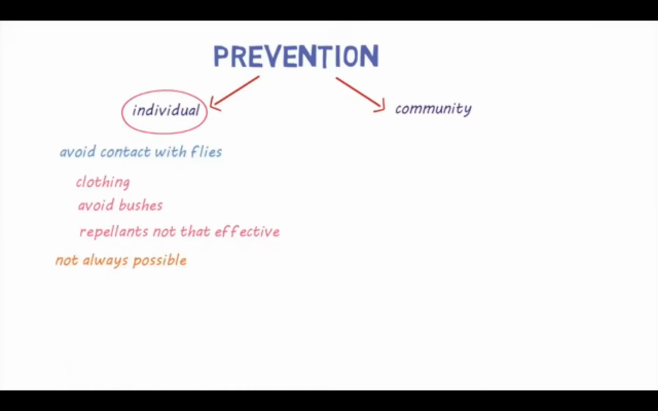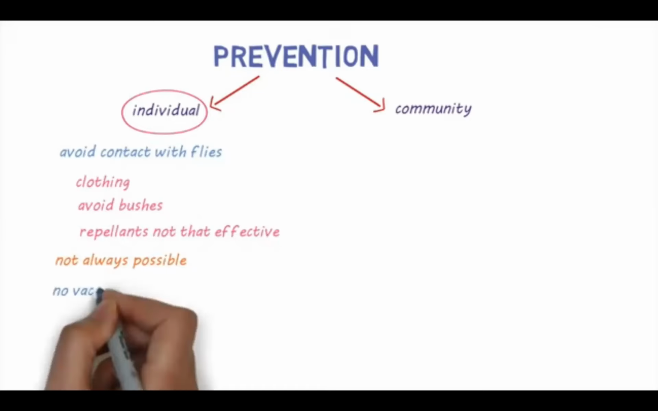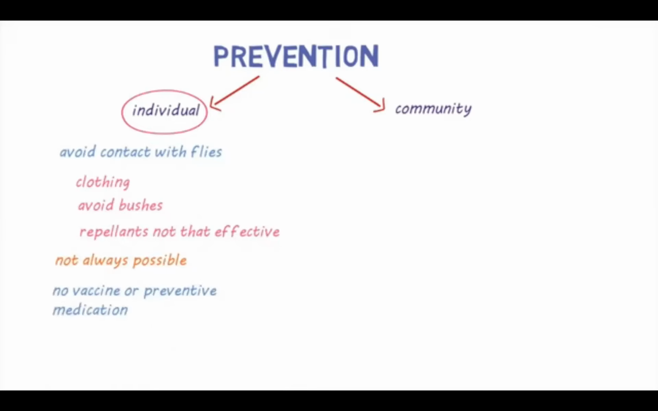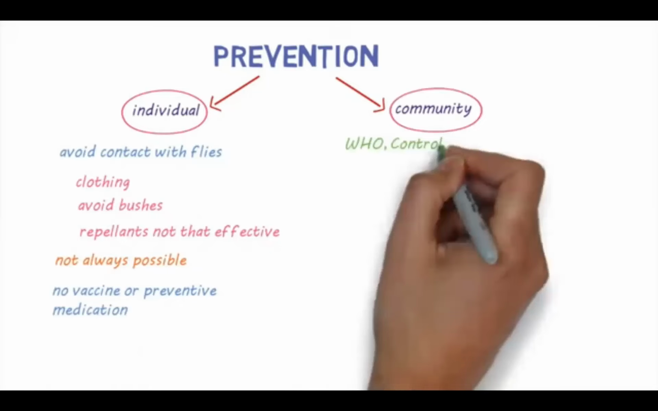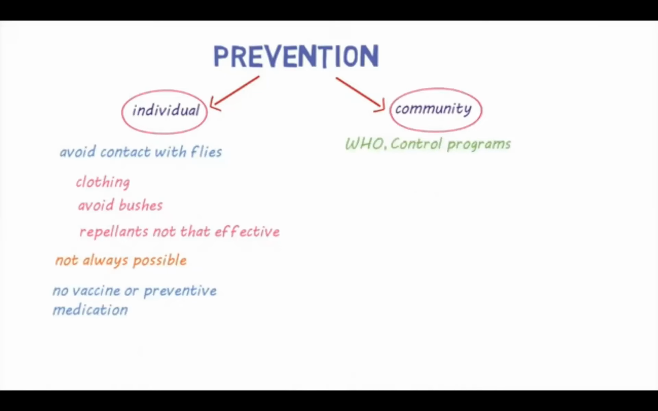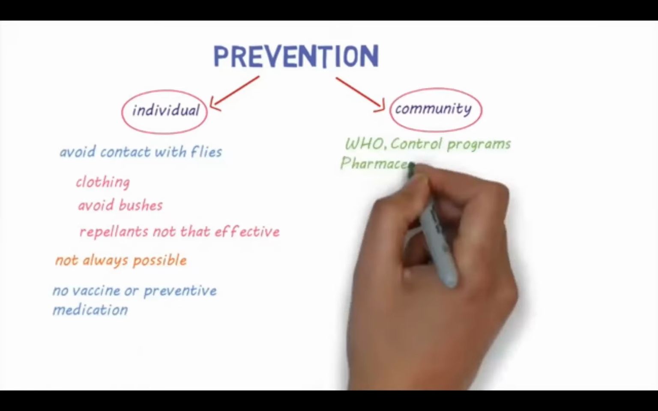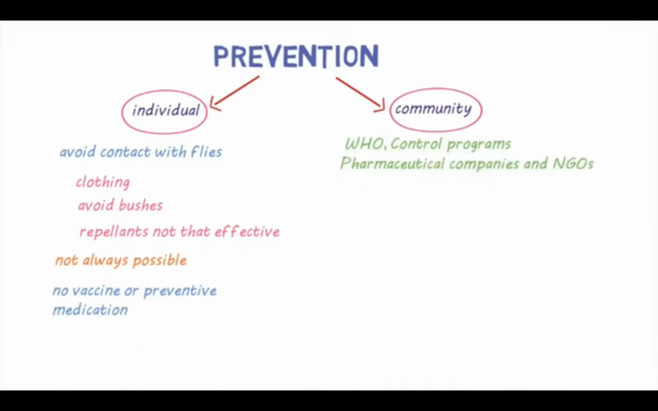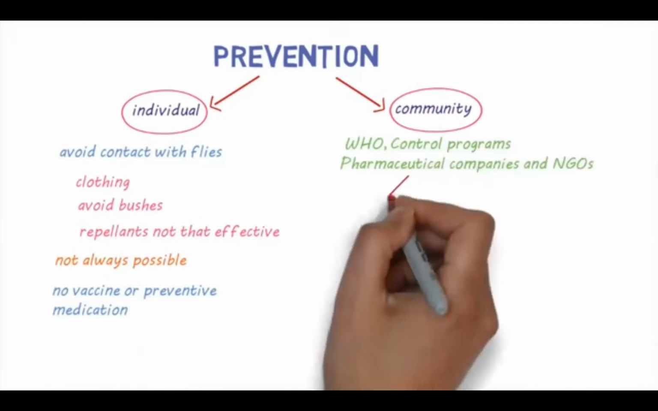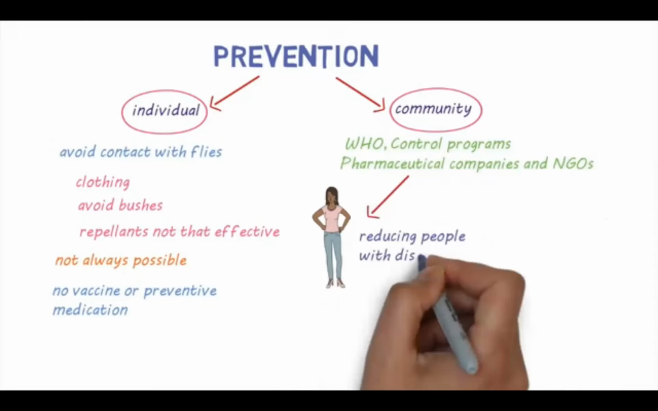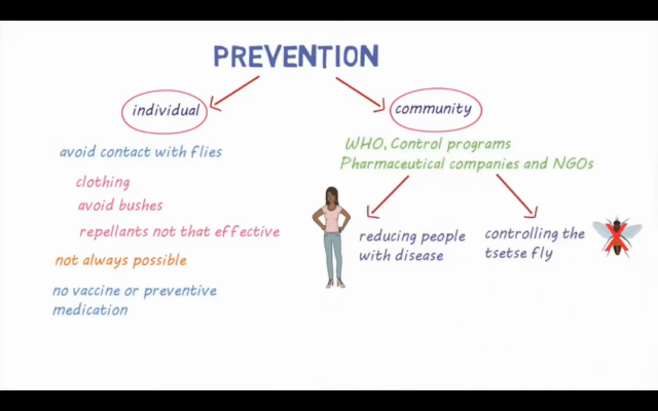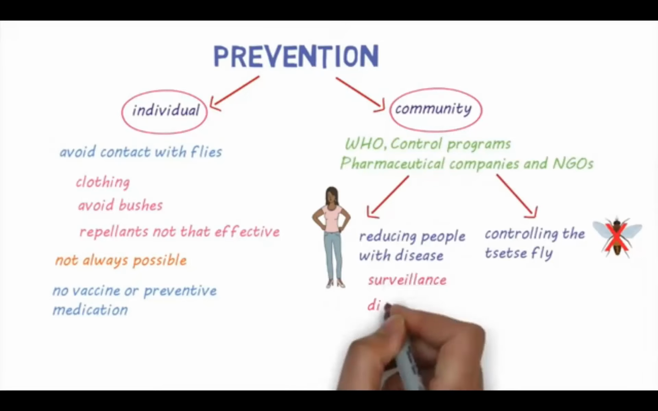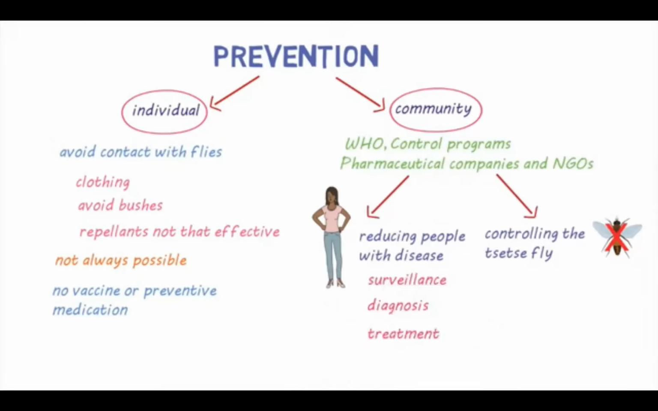There is no vaccine or preventative drugs that can be taken to stop people from getting the disease. Intense efforts to control the disease have been led by the World Health Organization, national sleeping sickness control programs, and others such as pharmaceutical companies and non-governmental organizations. They focus on two areas: reducing the number of people with disease and controlling tsetse flies. Reducing the number of people with disease needs good surveillance, diagnosis, and treatment that is effective, prompt, and accessible.